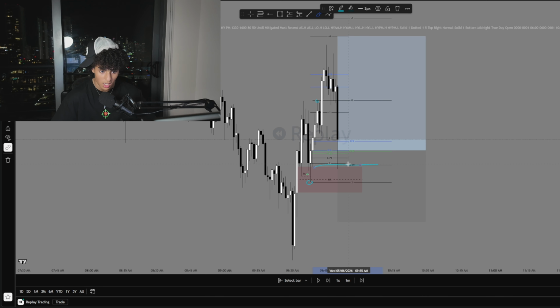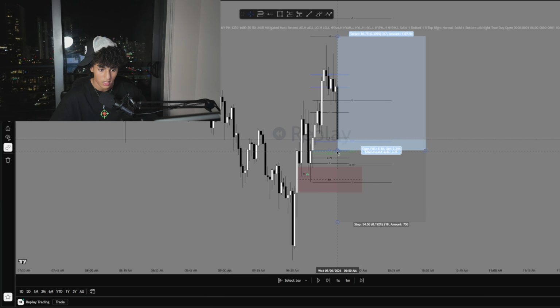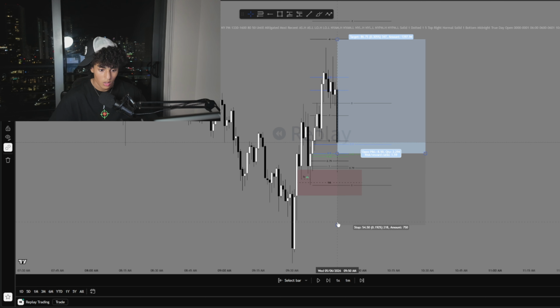What is this 0.79 line right here? That is a rejection PD array that we look for, and it is a level that is mathematically proven to see buyers, or it is more of a discounted area for buyers to step in. So with all these confluences right here, the 0.79, the order block, and the 0.5, I want to see this setup deliver for longs to -4.